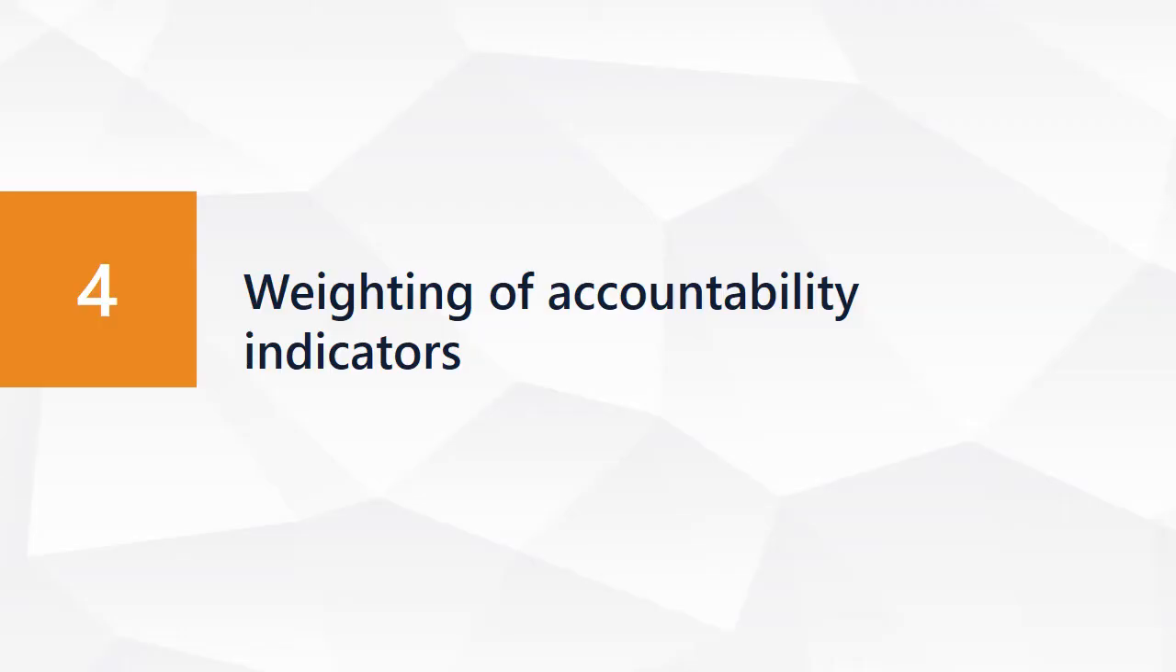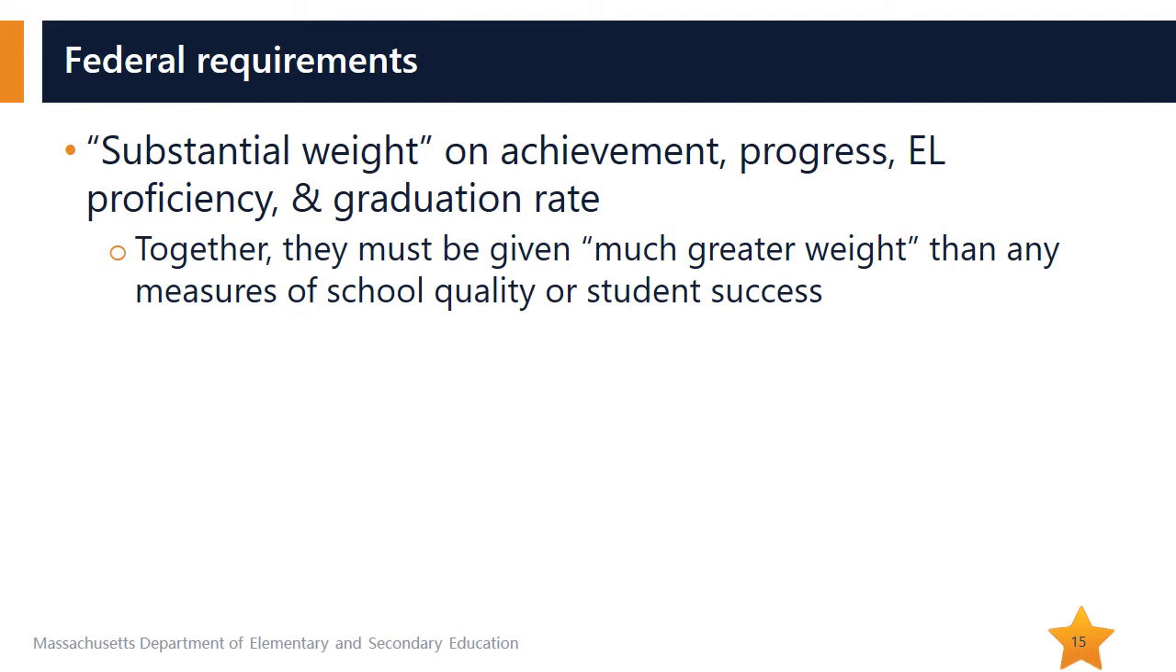Now let's review how the indicators we just discussed will be weighted in the accountability system. Federal law provides limited guidance on how indicators should be weighted in the accountability system. ESSA says that substantial weight should be given to the achievement, growth, English language proficiency, and graduation rate indicators, and that when taken together, these indicators should have much greater weight than the additional indicators of school quality or student success. ESSA does not, however, dictate exact weightings.